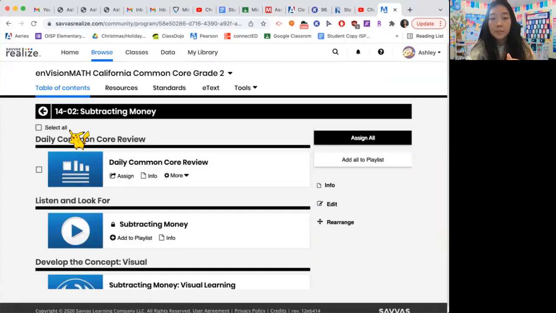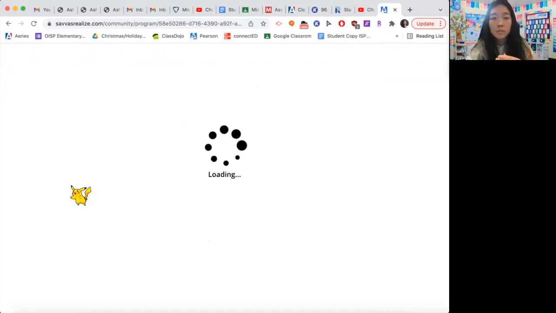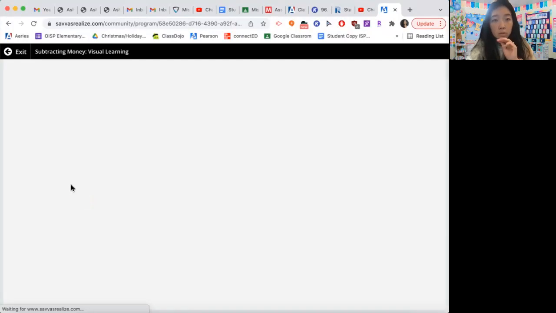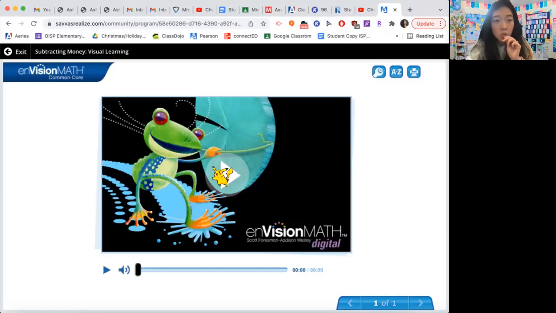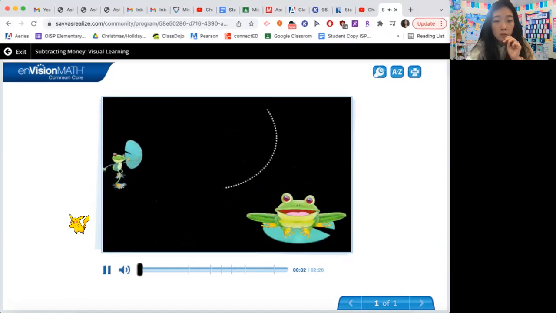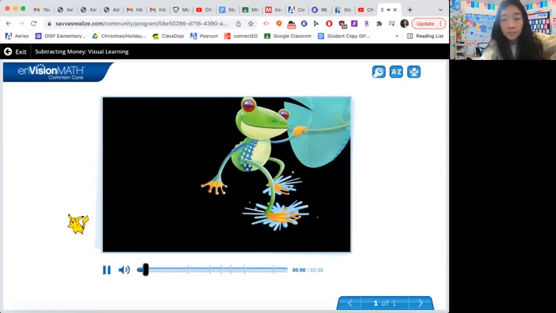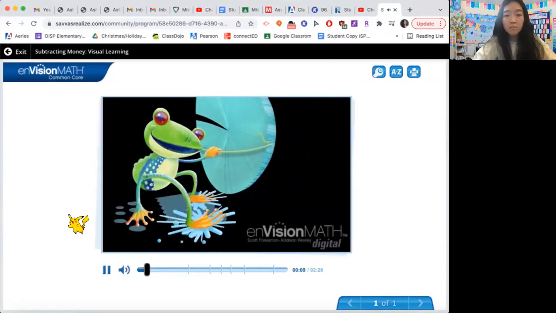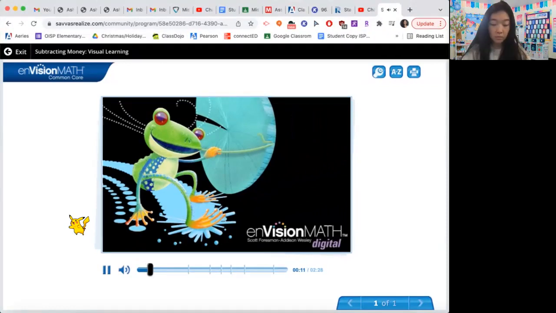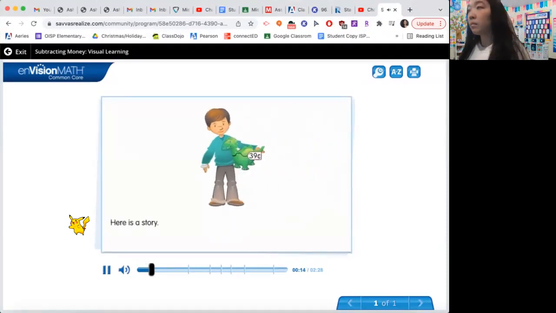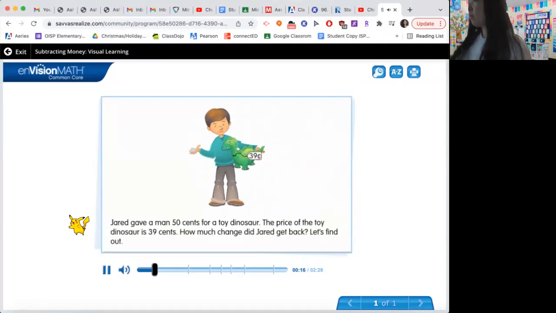Subtracting money. Here is a story. Jared gave a man 50 cents for a toy dinosaur. The price of the toy dinosaur is 39 cents. How much change did Jared get back?